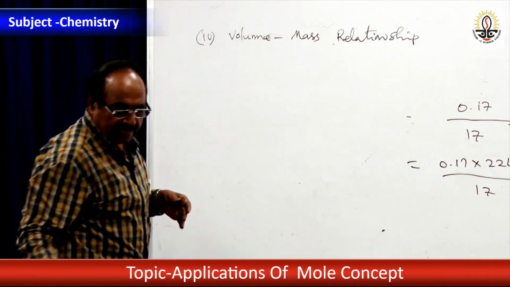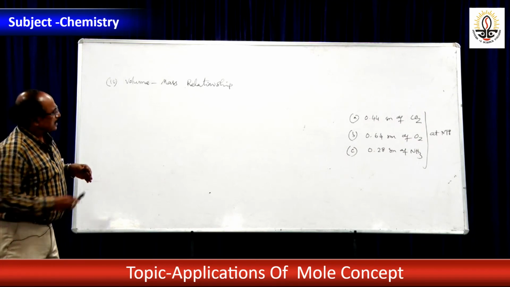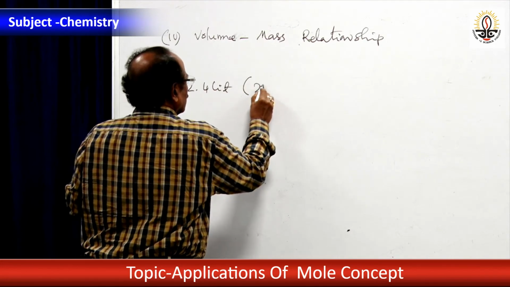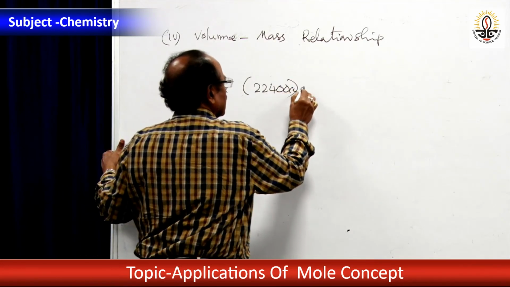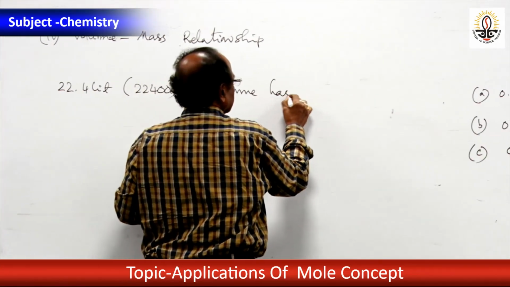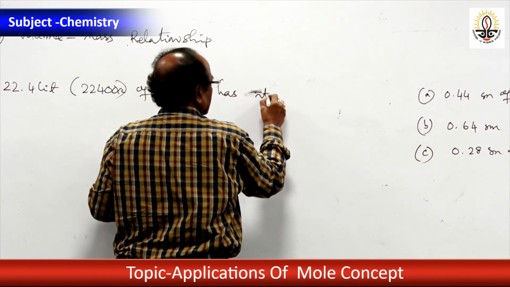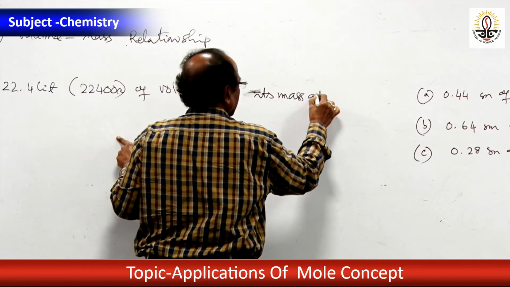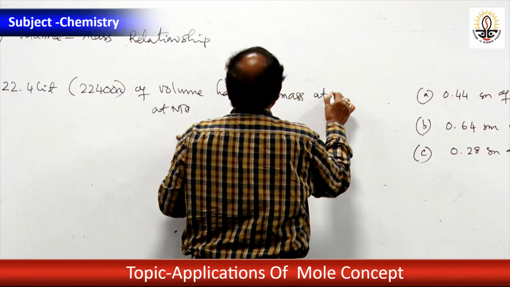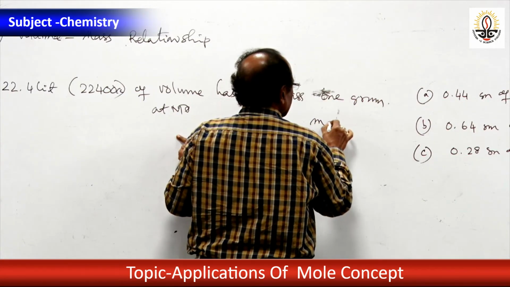So, how do we get this? We know 22.4 liters or 22400 cc of volume has its mass at NTP. At NTP it has mass what? The mass is 1 gram molecular mass.